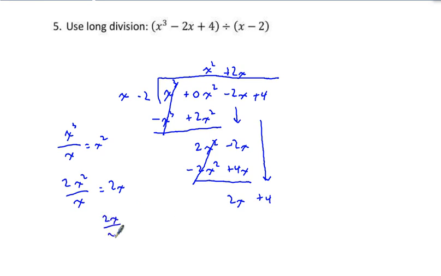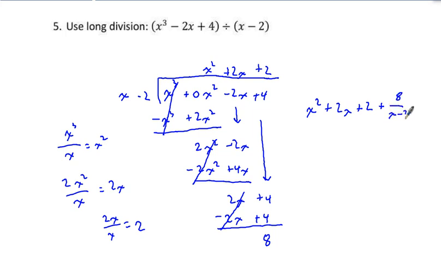2x divided by x equals 2, which goes in the constant column. We multiply. 2x minus 4. We subtract. The signs change. And we have a remainder of 8. So our final answer: x squared plus 2x plus 2 plus 8 over x minus 2.